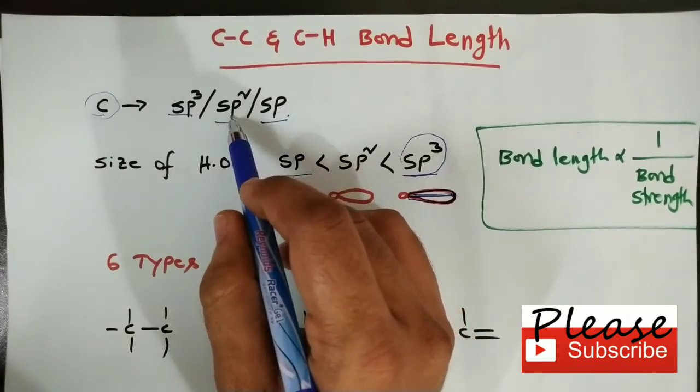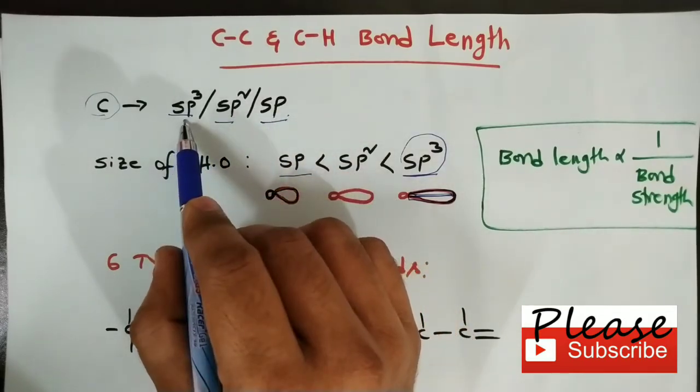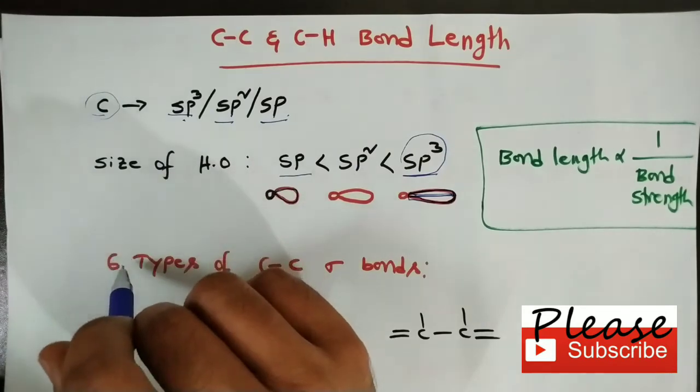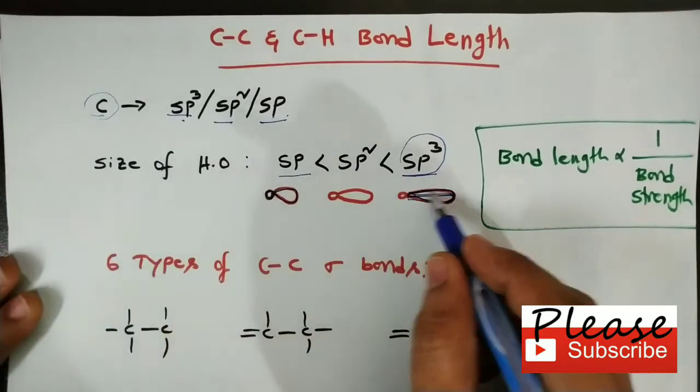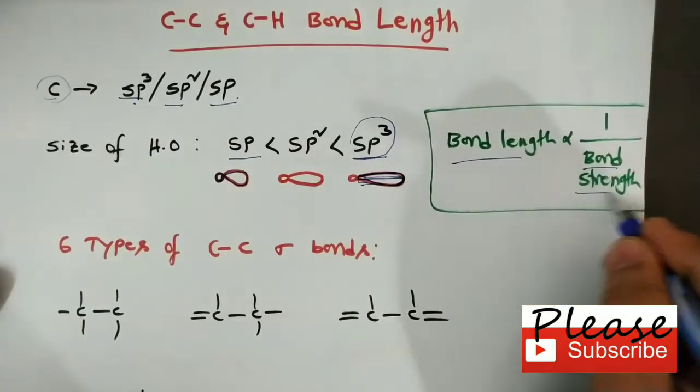Carbon has 3 sigma bonds, that is sp2 hybridization. Carbon has 4 sigma bonds, that is sp3 hybridization. Okay, so here with increasing p character, bond length increases, size increases. With increasing bond length, bond strength decreases.